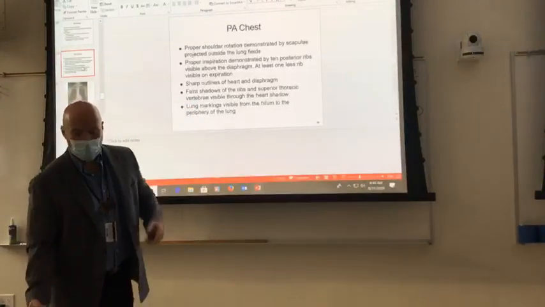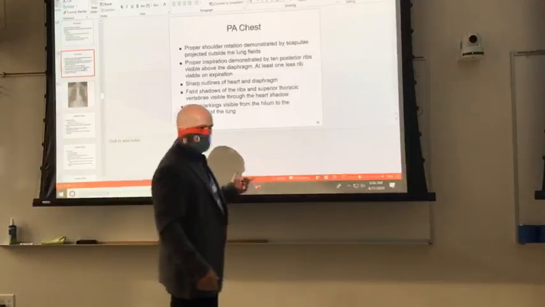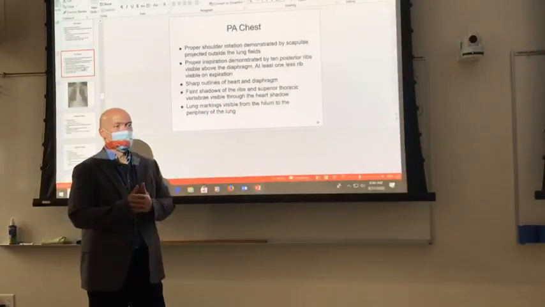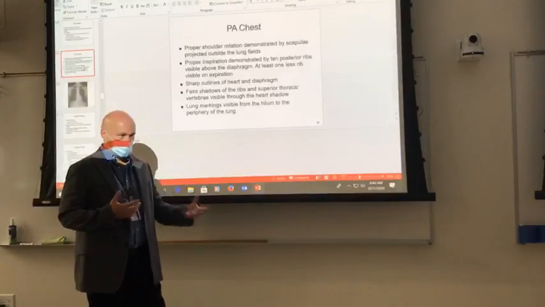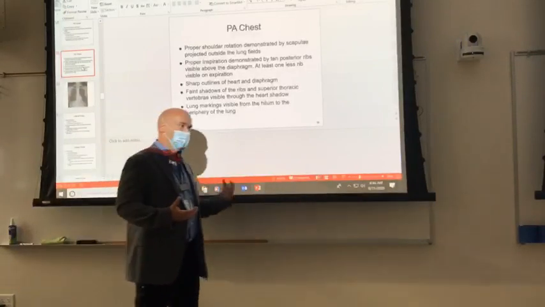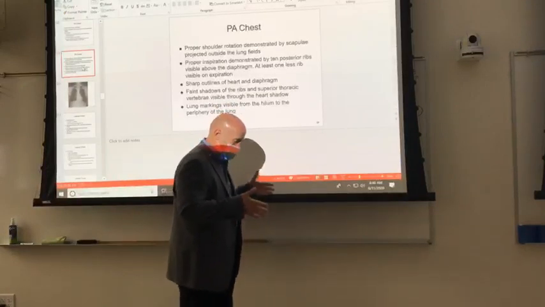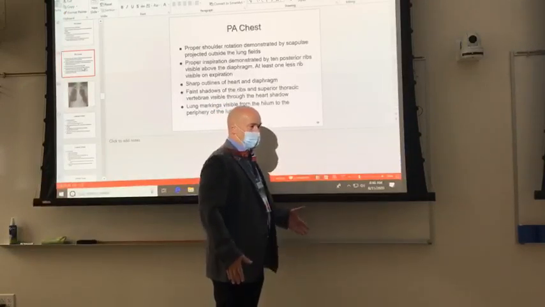And your lateral, which lateral do we shoot? Left or right, up against the image receptor? Left side up against the image receptor. Why is that? Magnification of the heart. Right, we want the left ventricle closest to the image receptor. Have the patient put their weight equally distributed on their feet.